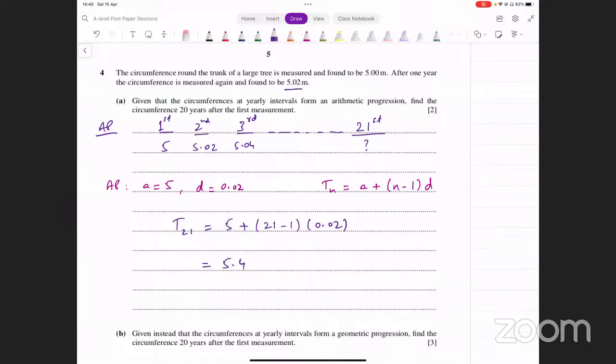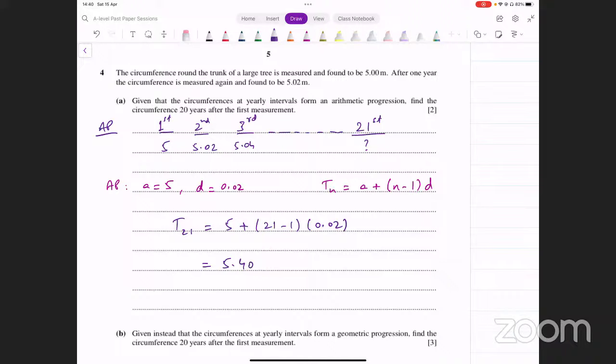उसने यहाँ पे two decimal places पर लिखा हुआ है. It's better to write this to 2 decimal places as well. Although if you write 5.4 as well, they will not deduct your marks here. Okay, so that's the final result that we get from this, 5.40 meters. Let's look at the next part now.